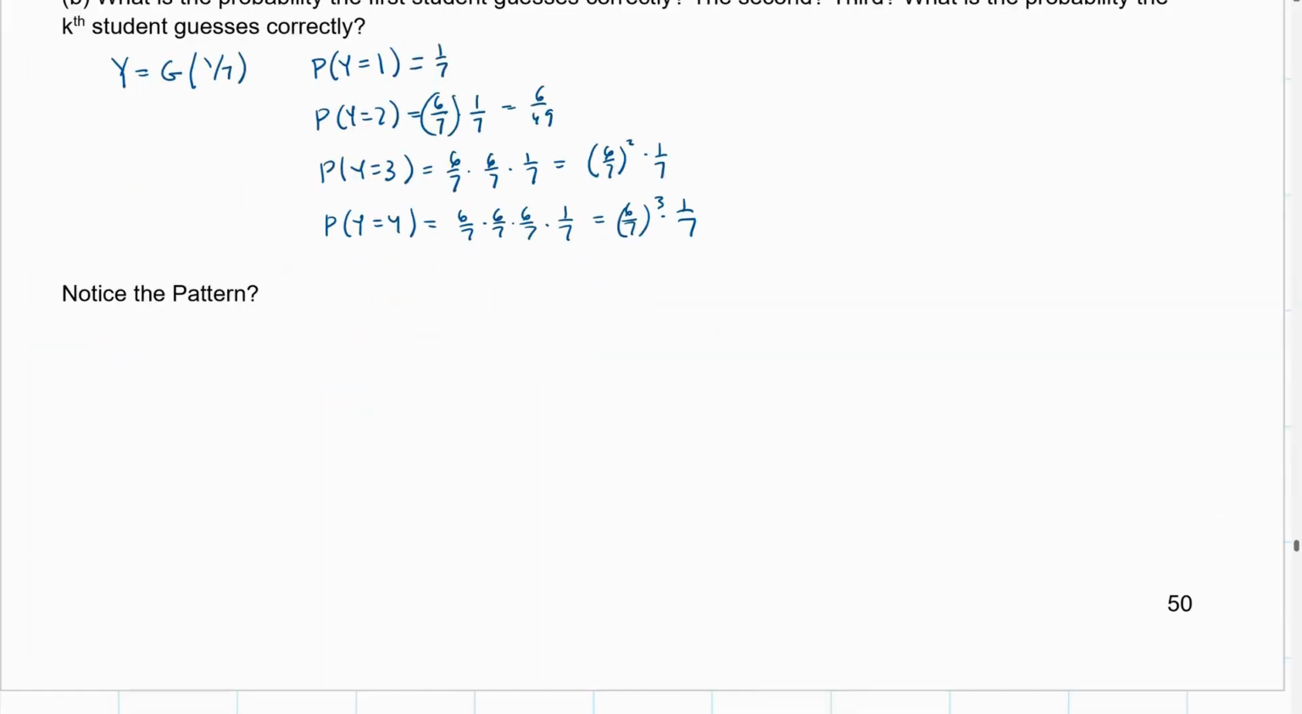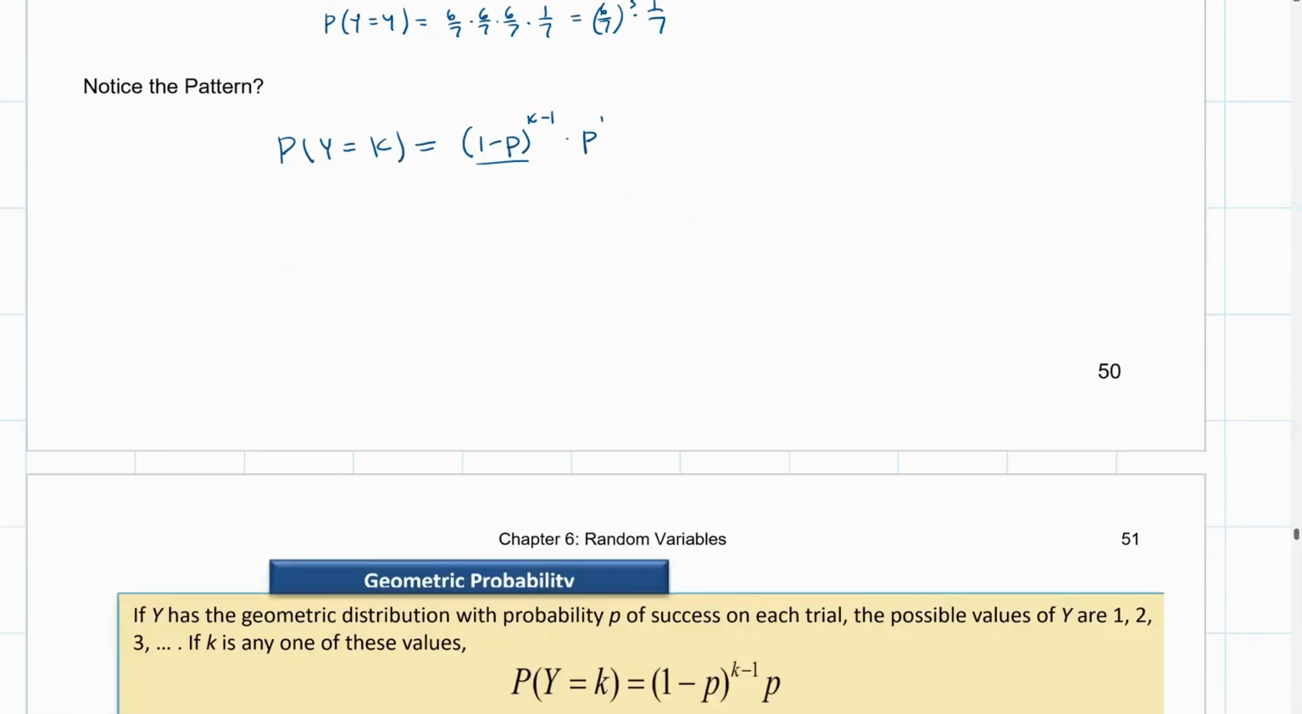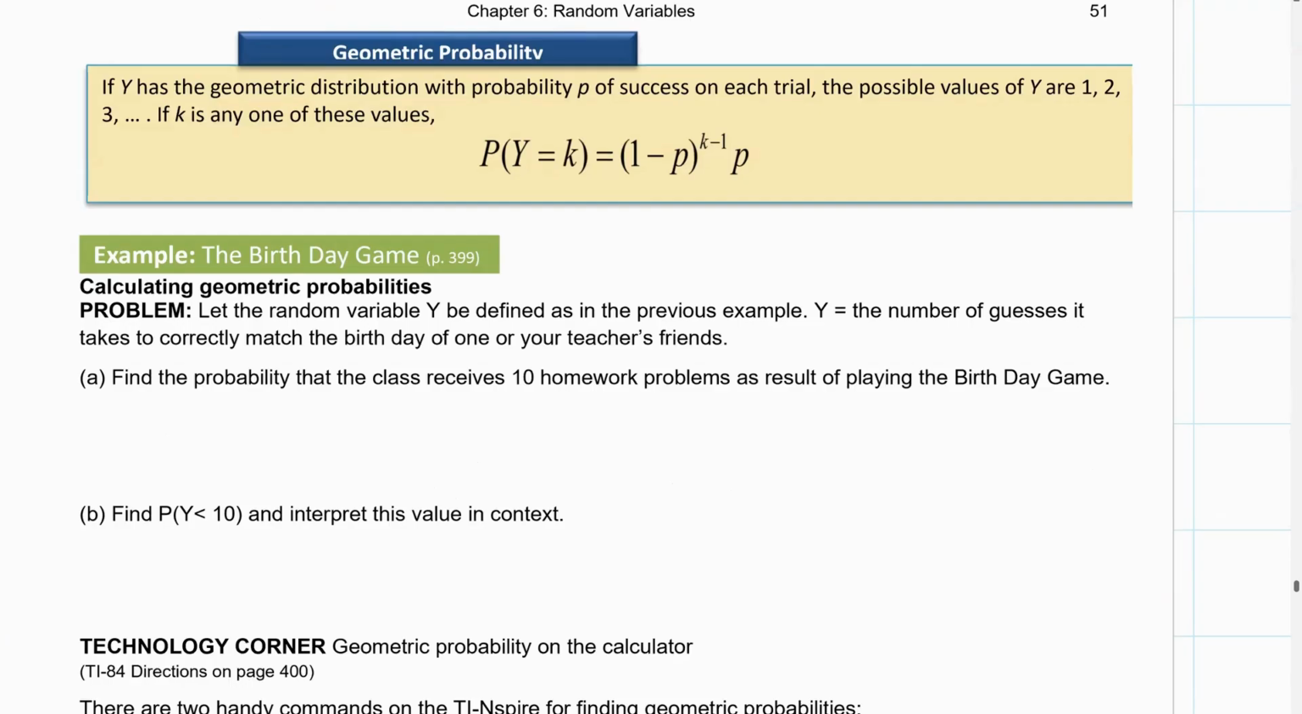So the pattern is set, and what is that pattern? The probability that y is some value k is the probability of failure to the power of k minus 1, followed by the probability of success to the first power. We have k minus 1 failures followed by 1 success. And that's what we have written down for our formula.